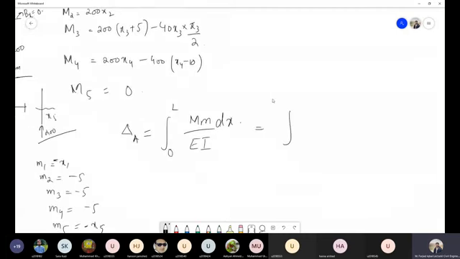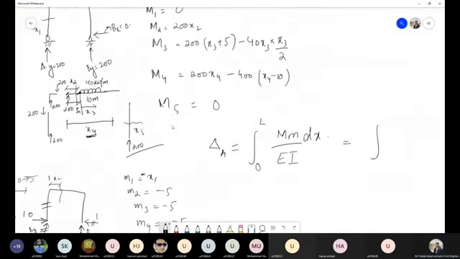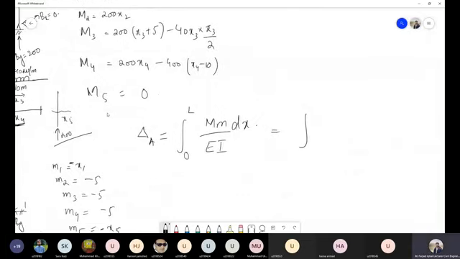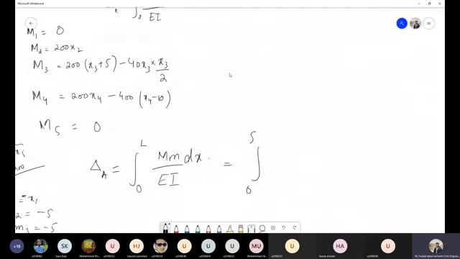So for the first one, what are the limits for the first section? That is the x1 section. What will be the limits? So 0 to 5. The equation of moment is, capital M1 is 0, small m1 is minus x1 over EI into dx, right?